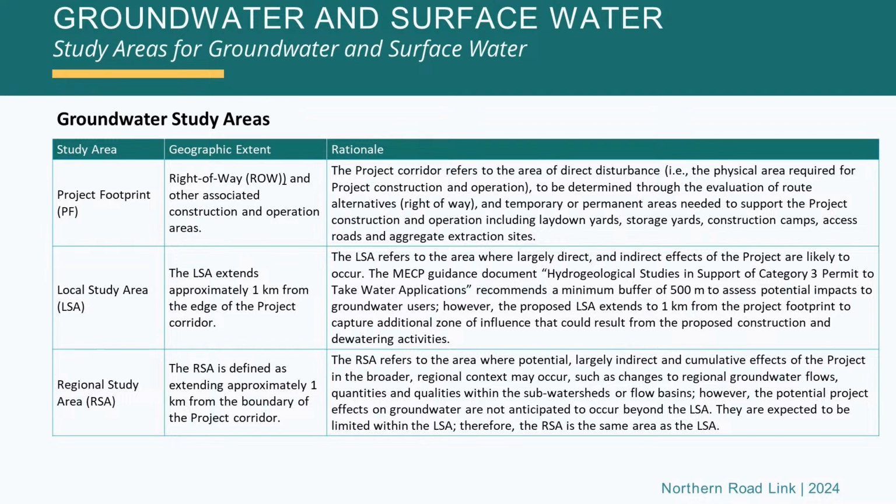We also have then a local study area, and the local study area for groundwater is defined as 1 kilometer from the project footprint. And then in the case of what we call the regional study area, it's actually the same boundary as the local study area, and that's because for this particular project, groundwater impacts are expected to be minimal, so there isn't a need to expand to a very large regional study area because any impacts would be localized.